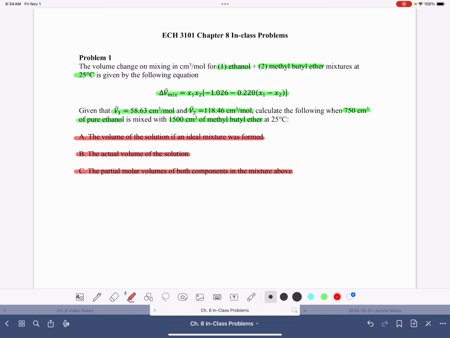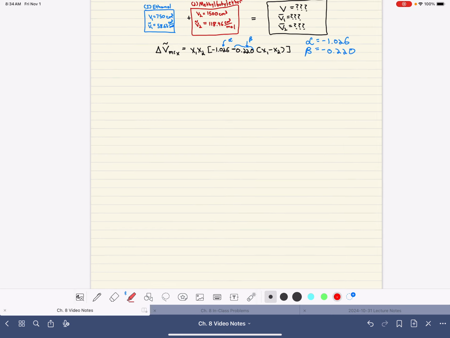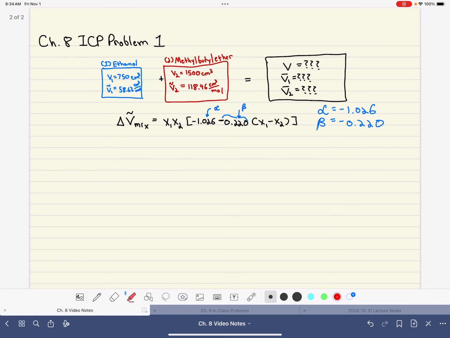And so based on this problem statement, I want you to pause the video here and sketch out a diagram to describe this problem. And so based on this problem statement, we could sketch out a diagram that looks like this.